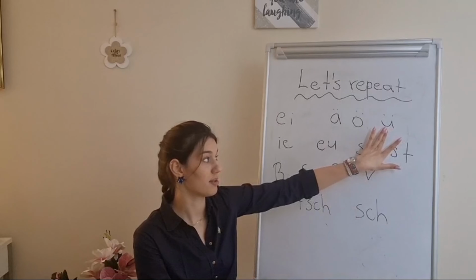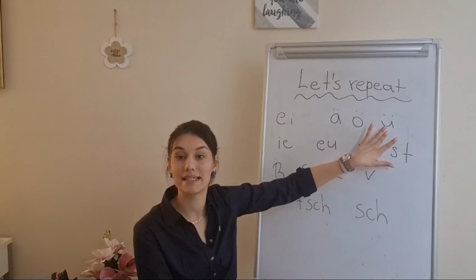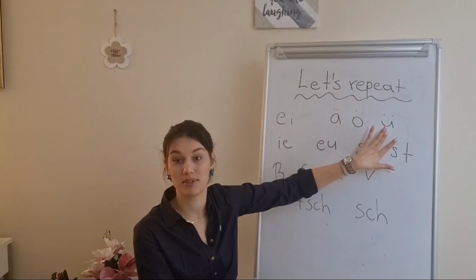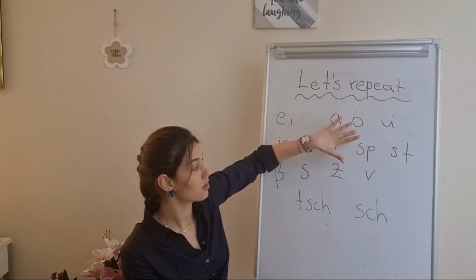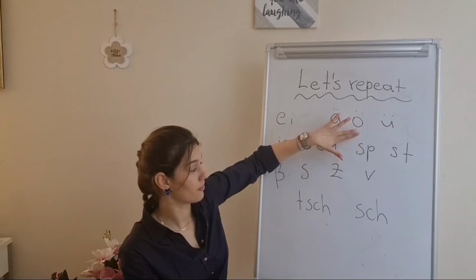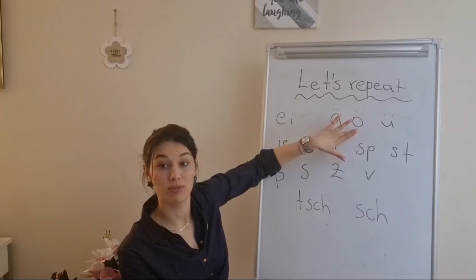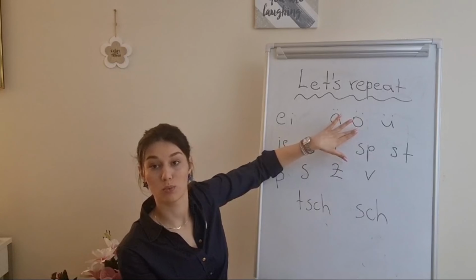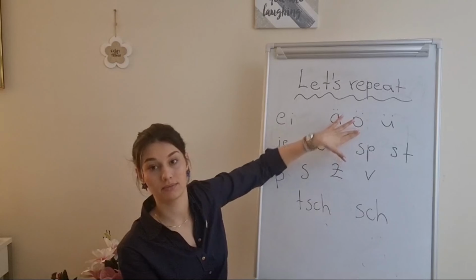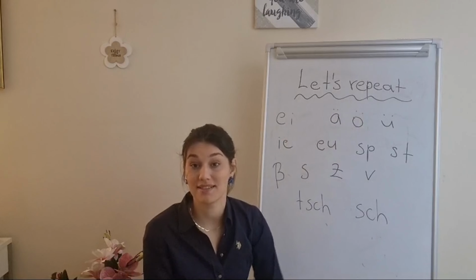So this letter will be pronounced as Ü, as in Übung. That means exercise. Do you remember that? The next one will be read as Ö, as in. Do you remember an example for this letter? Schön. What does schön mean? That means pretty.